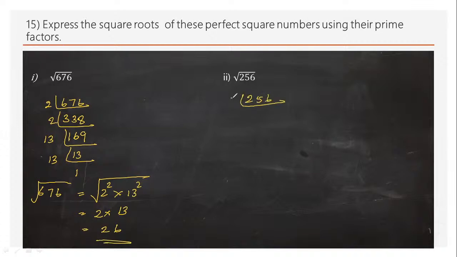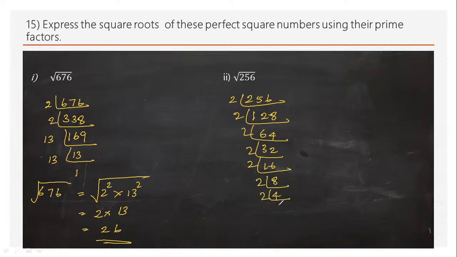256 divided by the smallest prime number 2, 128. Divide by 2, 64. Divide by 2, 32. Divide by 2, 16. Divide by 2, 8. Divide by 2, 4. Divide by 2, 2. Divide by 2, 1. Then you can write 256 equals 2 to the power 8, square root.